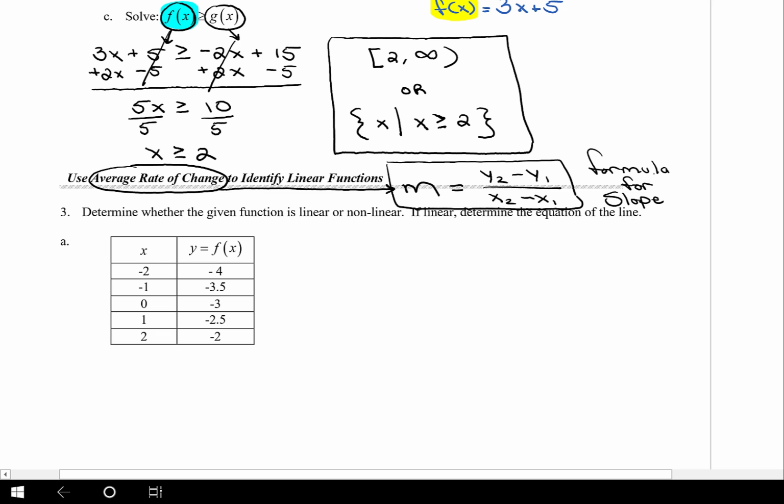Okay, so first off, we're going to use the formula for slope, and we're going to have to use it for each of these pairs of ordered pairs and figure out if the slope is the same. Let's start off with the first 2 ordered pairs: (-2, -4) and (-1, -3.5). Let's call the first one x sub 1, y sub 1, and the second x sub 2, y sub 2, and let's substitute.